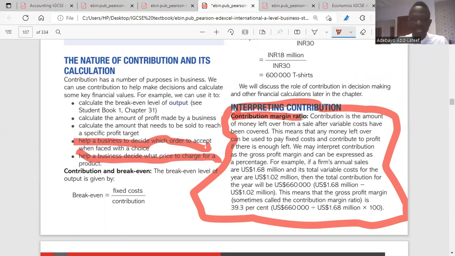So here, as a firm, you can calculate your contribution margin ratio. How do you calculate that? Your total contribution, which is total revenue minus your total variable cost, divided by your total revenue, times 100. That's how you calculate your contribution margin ratio or your gross profit margin ratio. Is it clear? Yes, sir.